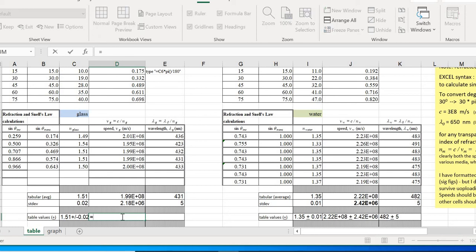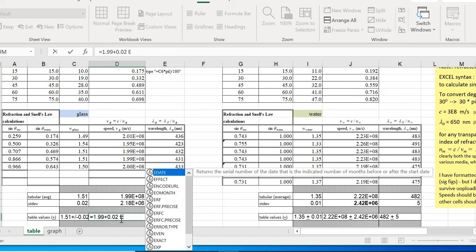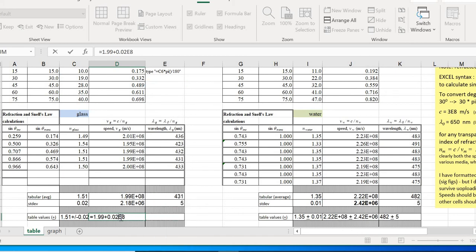Okay, equals, now watch this, 1.99 plus or minus 0.02. Do you all see that? Because this is E8, this is E6, so that 2 would be equal at this 9 spot here. So E8, there you go. There we go. Whoops. Let me do that again. Plus minus 0.99 plus minus 0.02 E8. Okay, that's what we got there. That should do it. That's right.